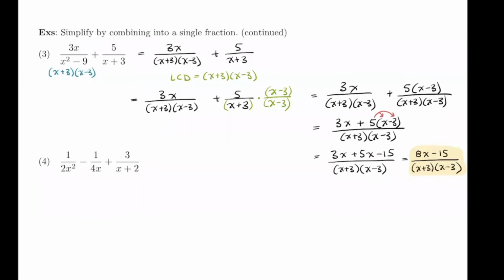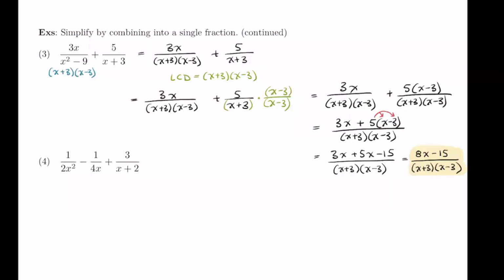Now the very last thing to do in general is see if your numerator could be factored, because maybe you could cancel what's up top with something in the bottom. It doesn't look like the 8x minus 15 can be factored further because we have x to the first, which can't be factored any further, and 8 and 15 don't have any factors in common.